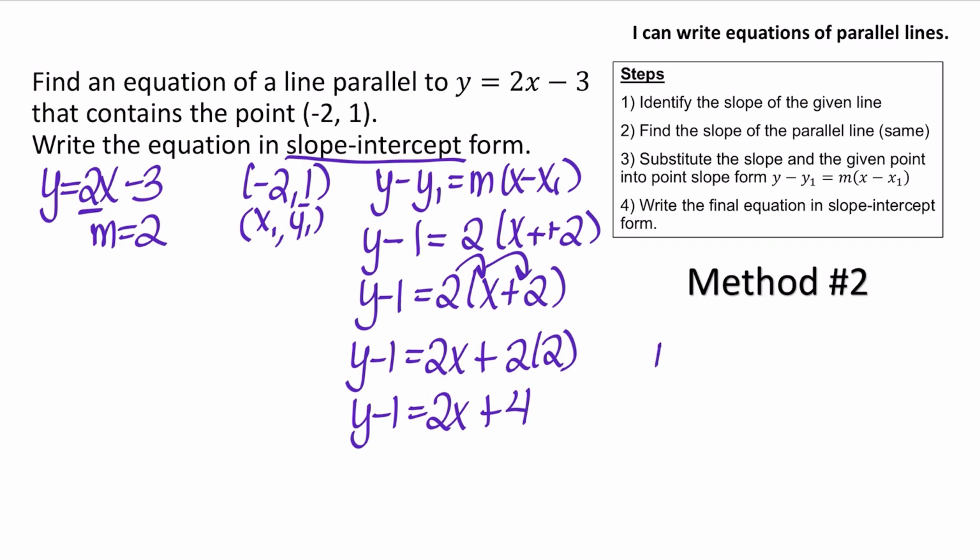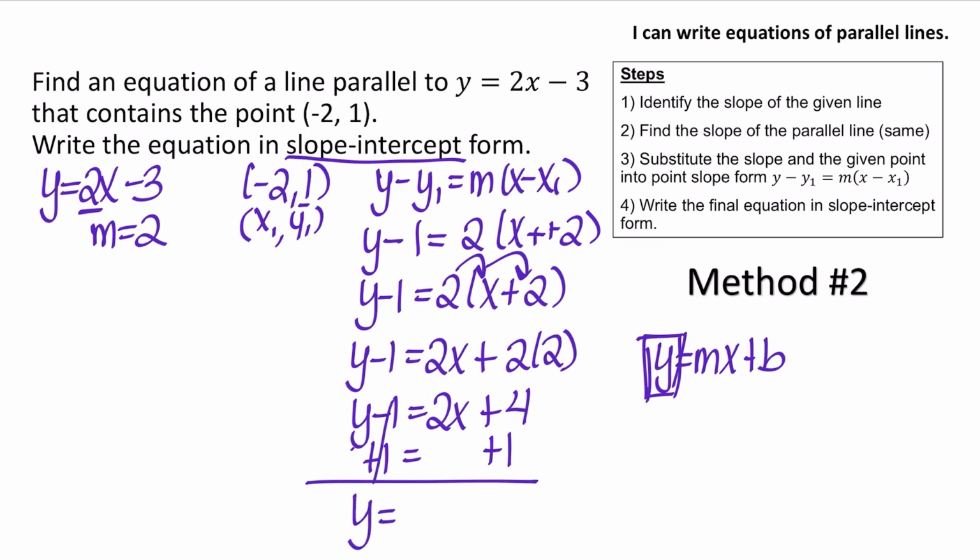So now remember, in slope-intercept form, y is by itself, right? I want to get y by itself on one side of my equation. So since I have y minus 1, I'm going to do the opposite, and I'm going to add 1 to both sides. So when I add 1 to both sides on the left side, I get y equals 2x, and then I have plus 4 plus 1, which is 2x plus 5. So that is now the equation of this line in slope-intercept form.